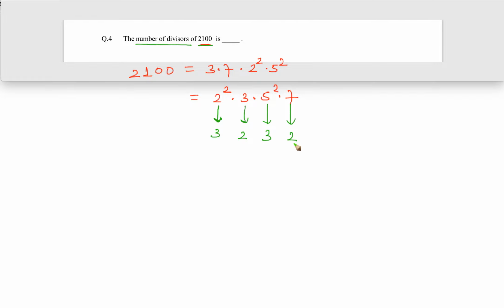You understand, right? Corresponding to each prime factor we are trying to figure out the ways of selecting it, and that will result in the number of ways. Using the product rule, the total number of ways is equal to the total number of divisors. And what will be the total number of divisors? That will be 3 into 2 into 3 into 2, which is basically 36. So the answer is that the total number of divisors of 2100 is 36. That is the answer.